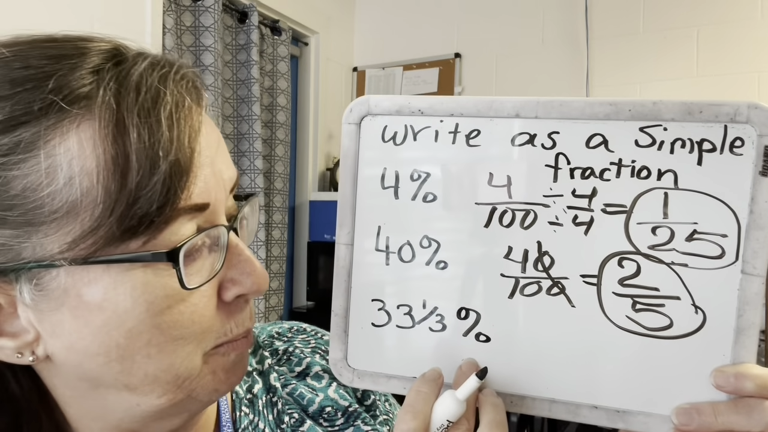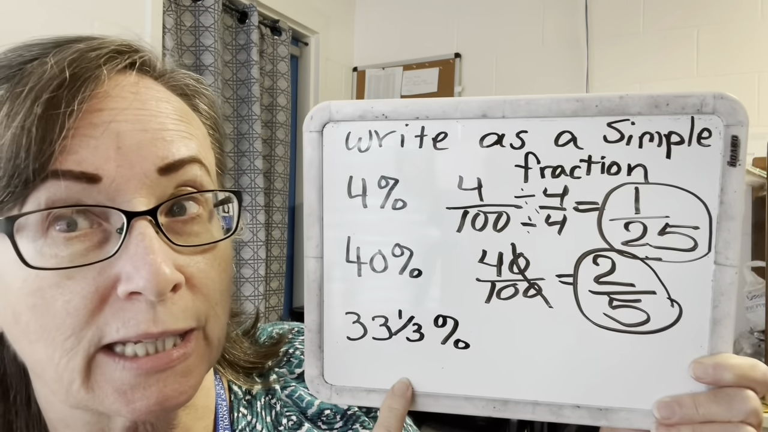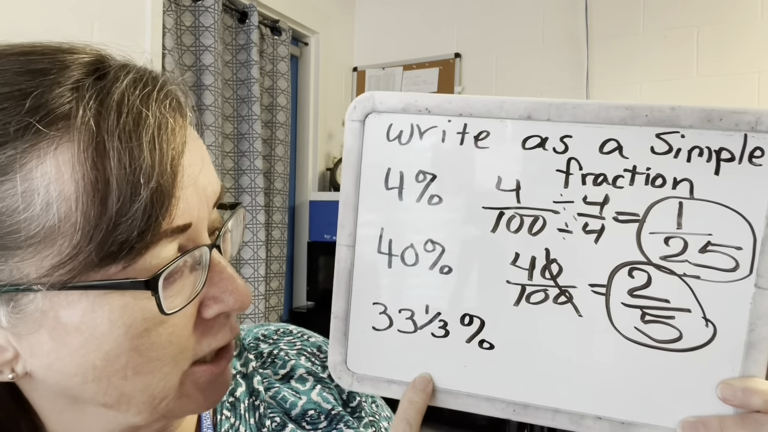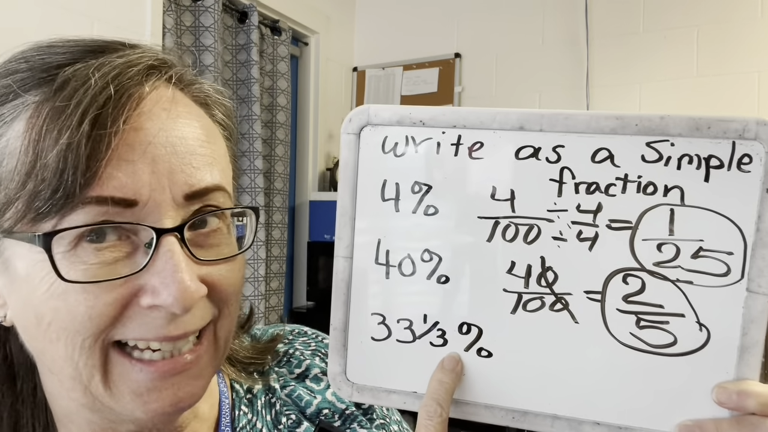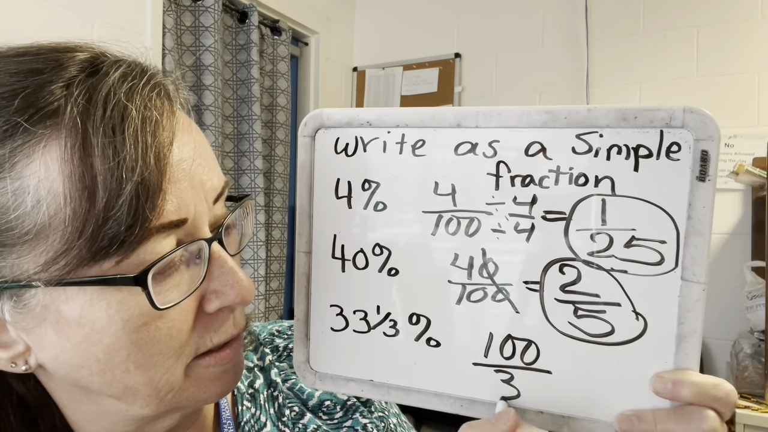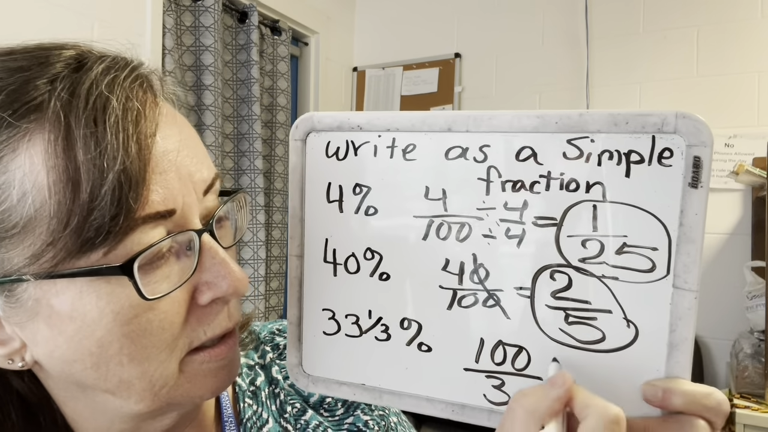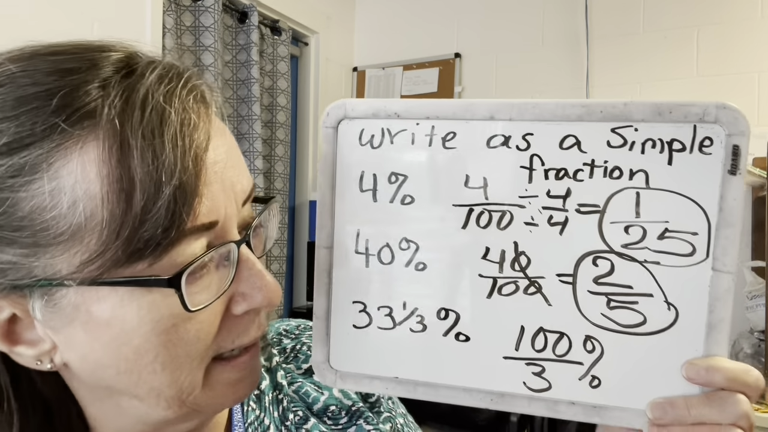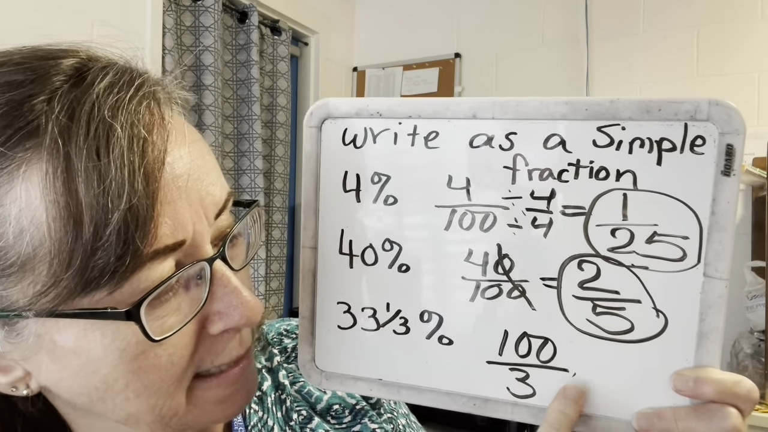33 1/3% is a little trickier. First, let's turn it into an improper fraction. 33 times 3 is 99 plus 1 is 100/3%. Okay, but now because of the percent, I just multiply the denominator by 100. So I take off the percent and multiply the 3 on the bottom times 100, and I get 300. So now, can't I cancel 2 zeros on both of those, top and bottom, and get 1/3?